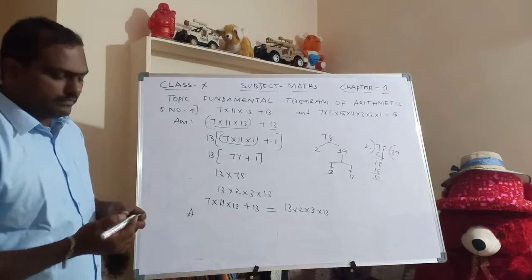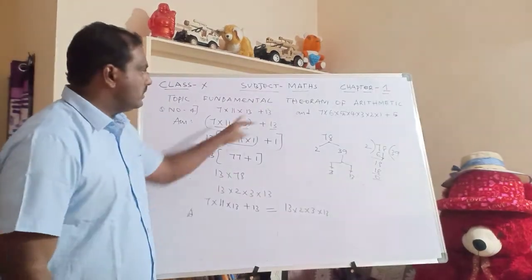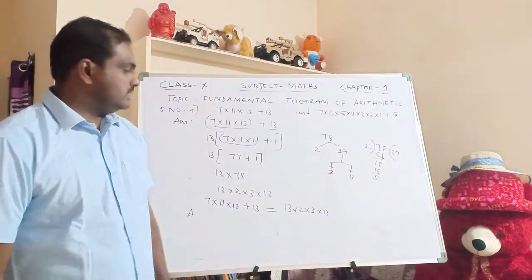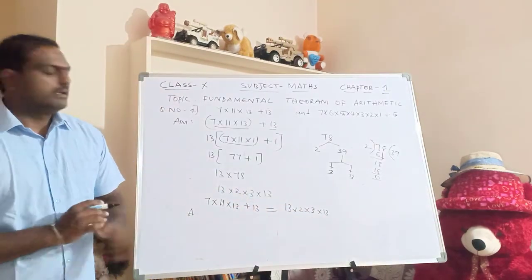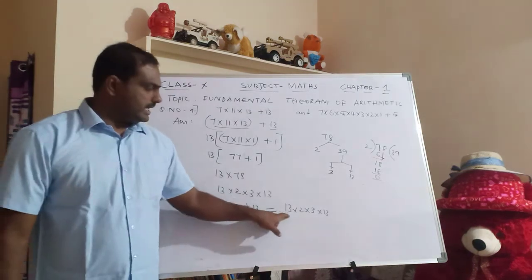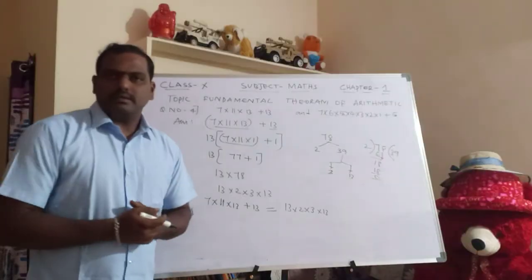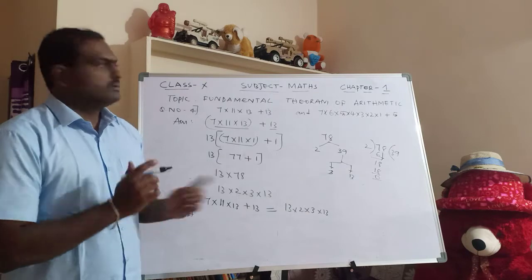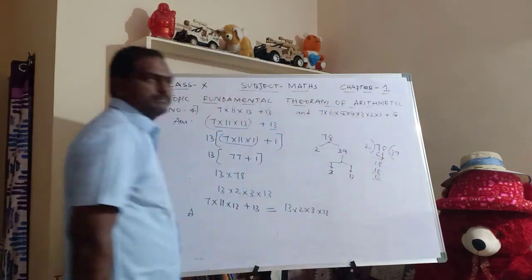I am just informing orally. Whenever you are writing in the book, you have to write: according to the fundamental theorem of arithmetic, if any number is written in the form of a product of primes, then that is a composite number. Here 7 into 11 into 13 plus 13 is written as a product of primes. So therefore our given number is a composite number. This is the statement you have to write. This is the concept. This is the application of the fundamental theorem of arithmetic.